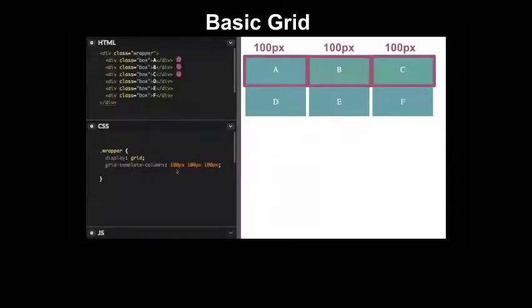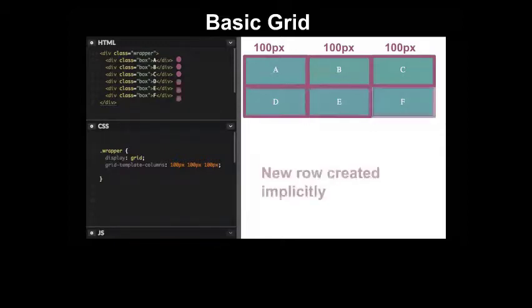We've stated explicitly that we want 3 columns. So that means A, B, C fill in our 3 columns. Each column will be 100 pixels wide. And then Grid will automatically, even though we haven't said how many rows we want, start to fill in the next row with what it finds in our HTML. So automatically D, E, and F are filling in left to right, for when you are designing websites that use languages that read left to right. Cool.